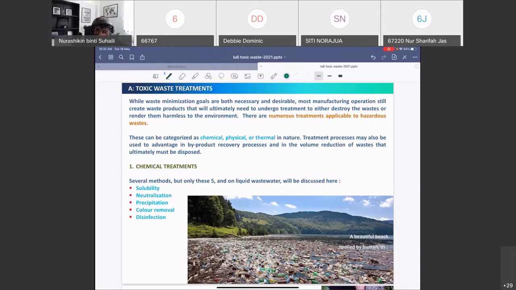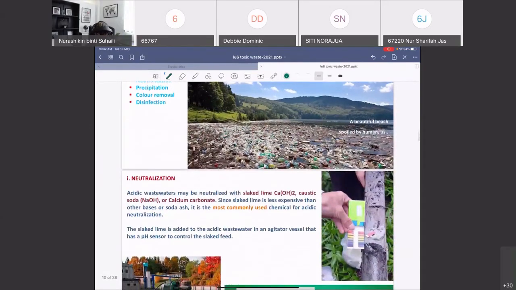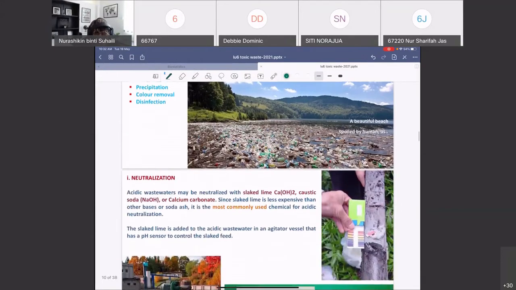The first one is solubility, neutralization, precipitation, color removal, and disinfection. I don't have the explanation for solubility. Solubility perhaps is something related to how the chemicals react. No, it's not stated. Okay, let's have a look at the neutralization.